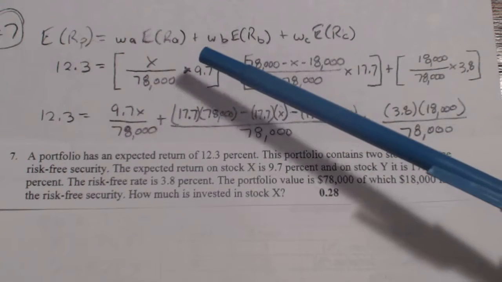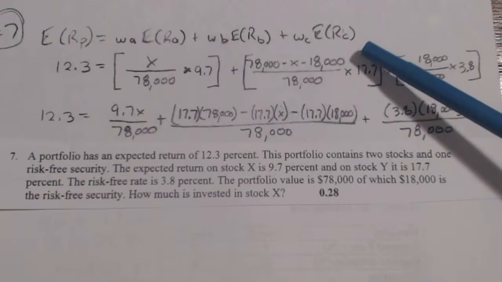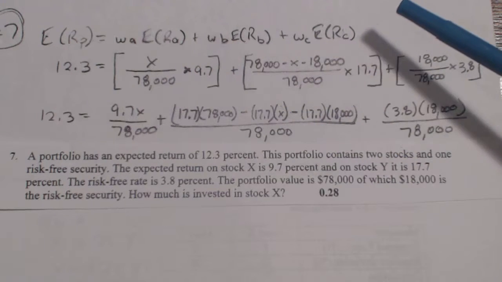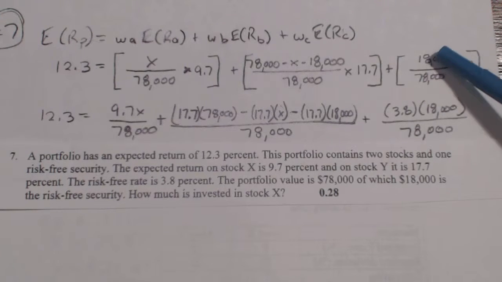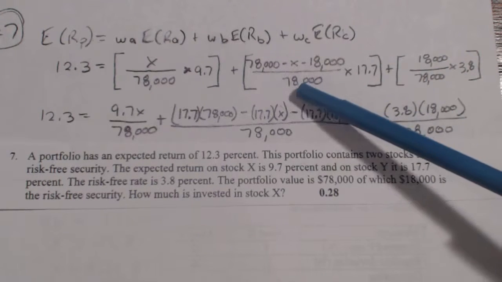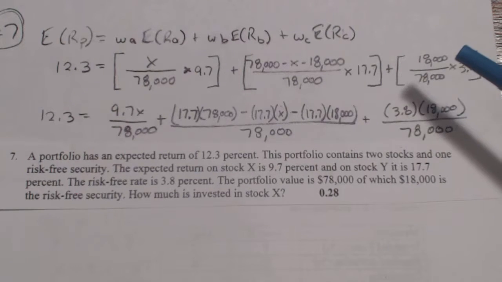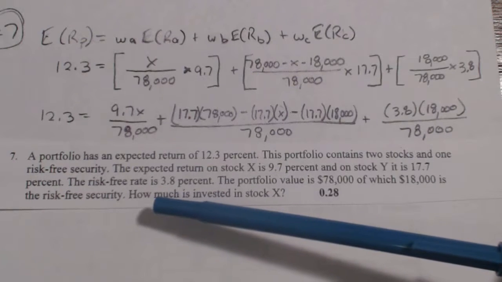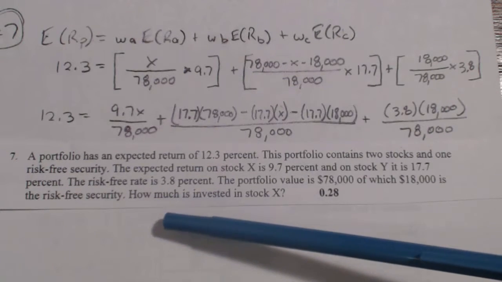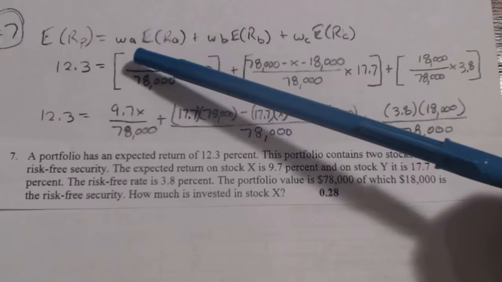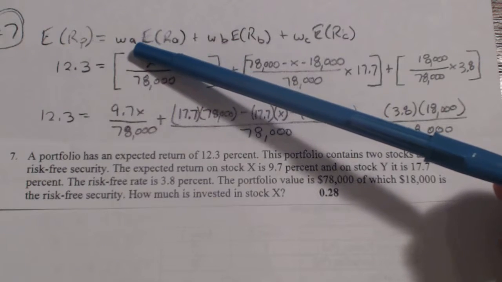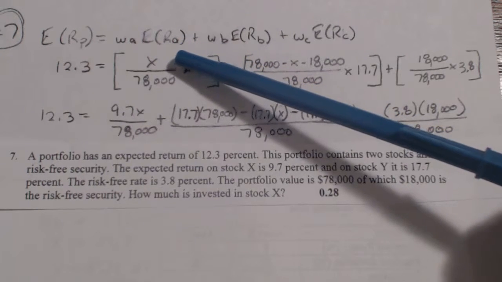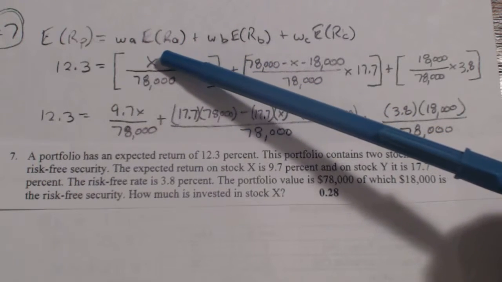And again, this is the expected returns portion of it, and these are the weighted averages. Okay, so we know one weighted average we could have done as a decimal, but we just do this so everything's over 78,000. That makes it work out better. Okay, so we want to know how much is going to be invested in stock X. So the weighted average of A, we could have put an X here. Weighted average of A times the expected return of A. So we'll make this stock X.